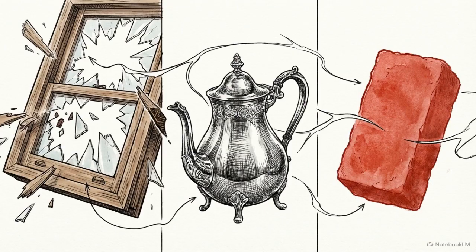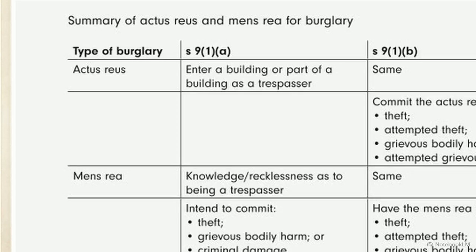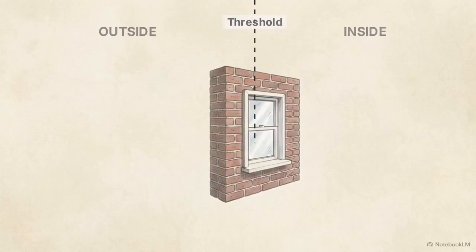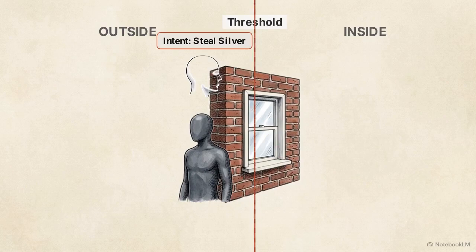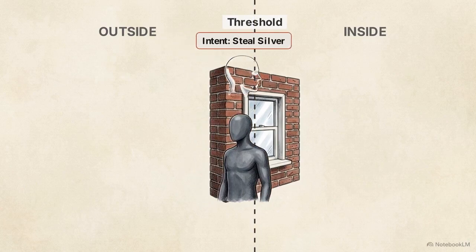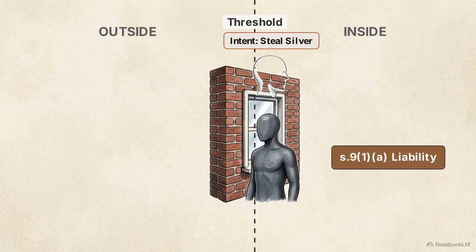Let's apply this framework to the sequence we analyzed at the start: Christina, the broken window, the silver, and the assault. This summary table breaks down the elements. Christina smashes a window and climbs into a residential home without permission. Applying the Ryan precedent, she has made an effective entry and satisfies the actus reus of a trespasser. Because she climbed through the window specifically to take the silver, she possessed the intent to steal at the precise moment of entry. This immediately secures a basic Section 9(1)(a) burglary charge.